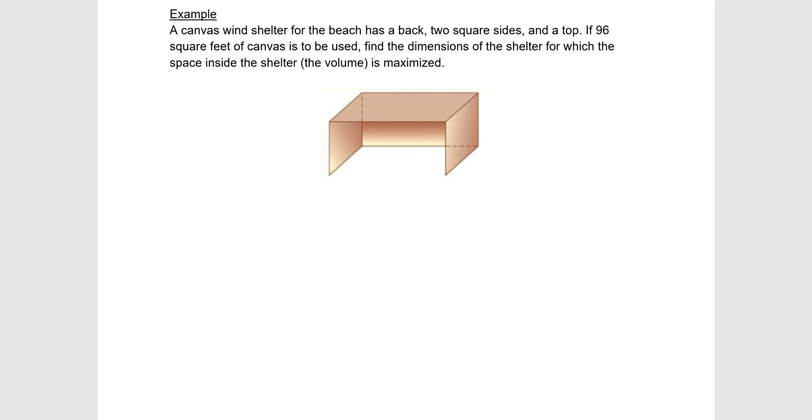A canvas wind shelter for the beach has a back, 2 square sides, and a top. If 96 square feet of canvas is to be used, we want to find the dimensions of the shelter for which the space inside is maximized. So we're told that the space inside represents the volume inside. So we know that we're going to be maximizing volume once again. So that's going to be our objective equation.